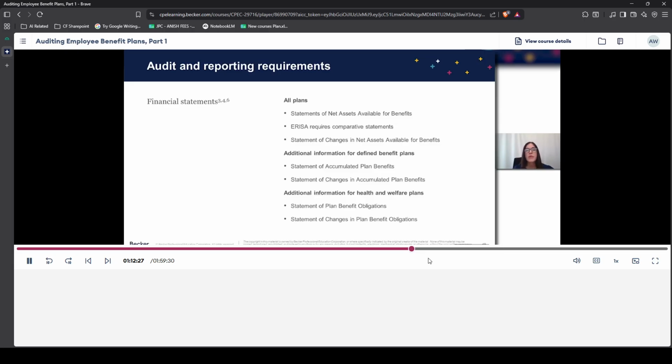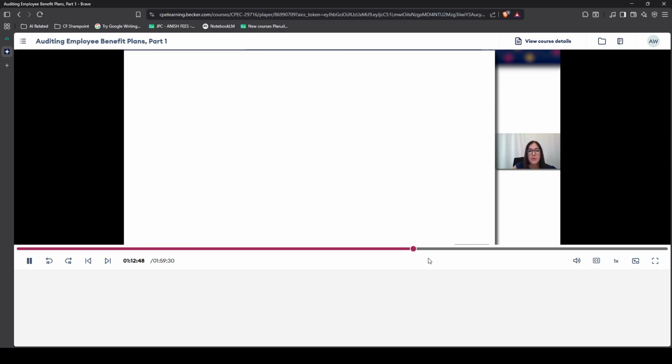Now, this additional information for your DB and your health and welfare plans can be presented on separate statements. It can be presented as part of your statement of net assets and changes in net assets, or it can be disclosed in the notes to the financial statements. Your health and welfare plans will have an additional statement of plan benefit obligations and changes in plan benefit obligations.